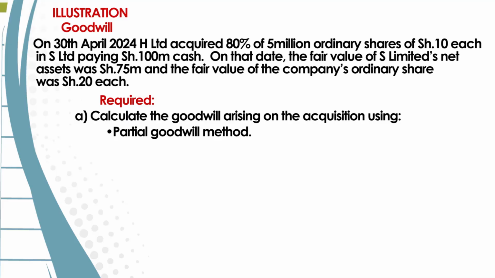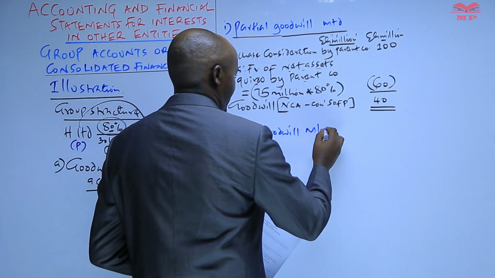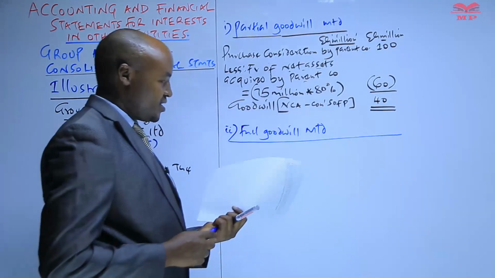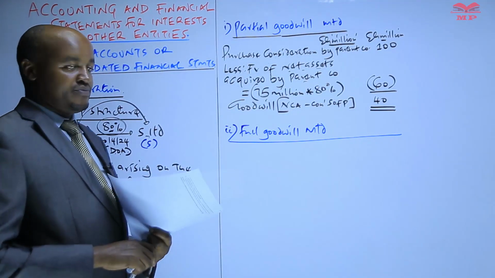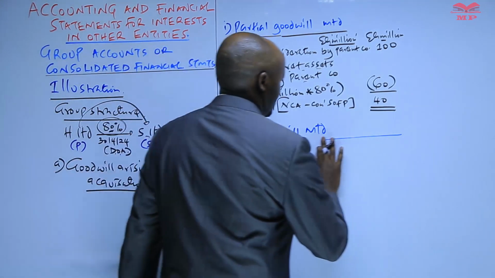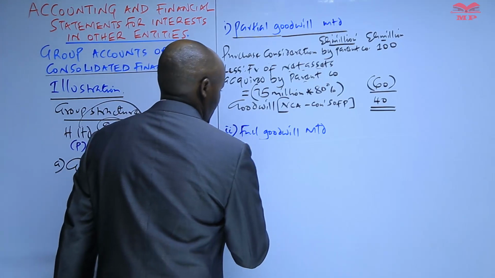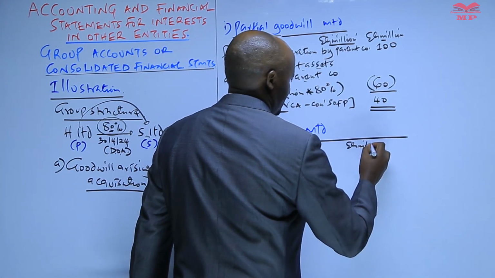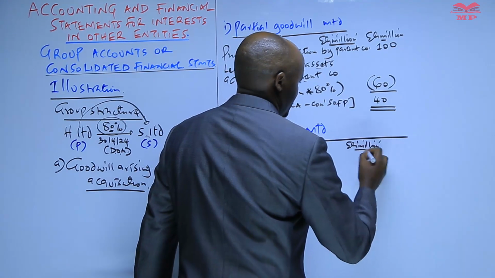So Roman 2, we are required to determine this particular goodwill arising on acquisition using the full goodwill method. Recall we say that under this method, we determine the goodwill attributable to both the parent entity and also what? Also the NCI. So we need to have two columns here. Figures are also in millions of shillings.